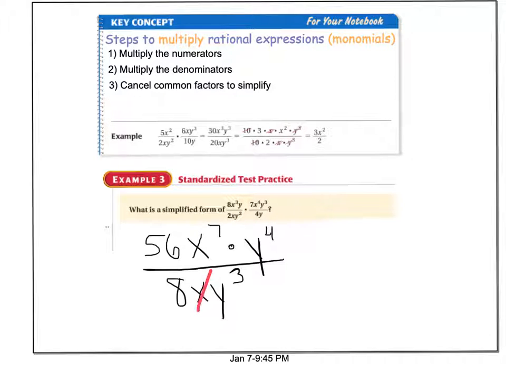That means my x in the denominator cancels one of the x's in the numerator. 3 of my y's in the denominator cancel 3 of the y's in the numerator, leaving you with just one y. And 56 divides by 8, leaving you with 7. Simplified, your final answer is 7 x to the 6th power times y to the 1st power.